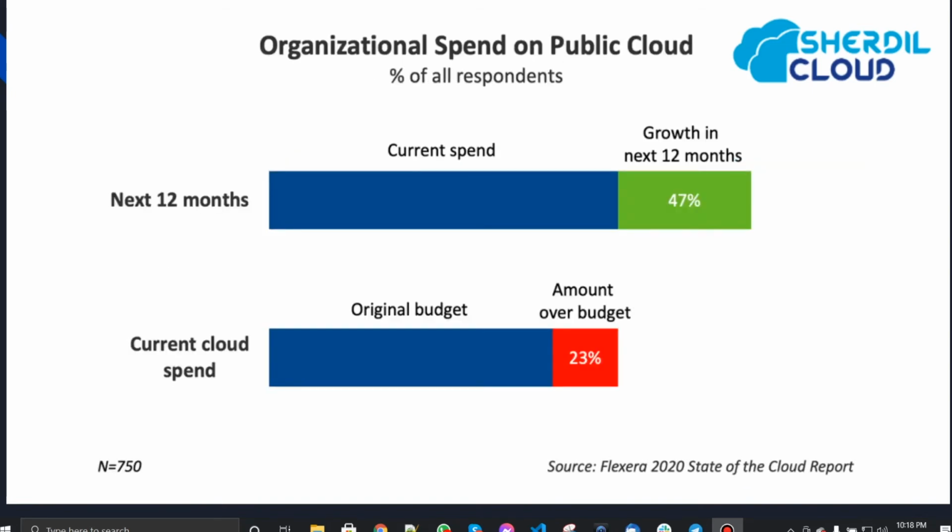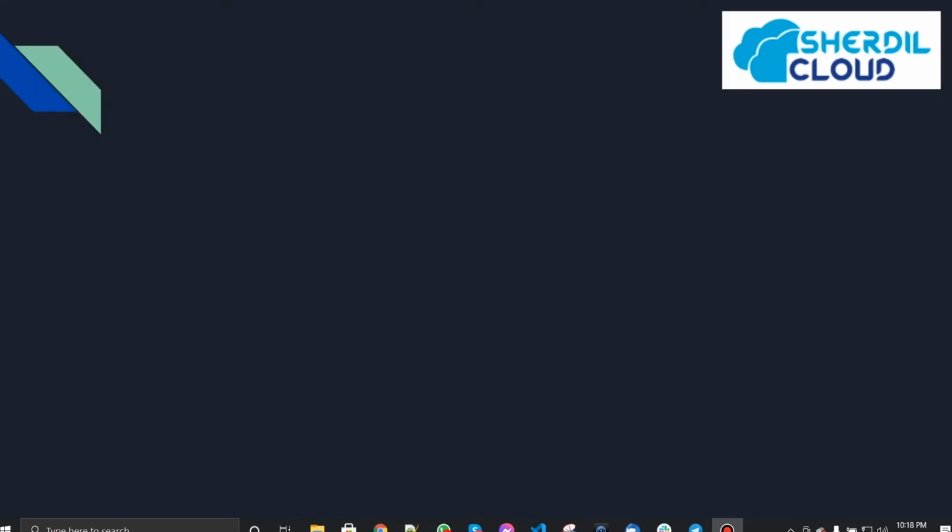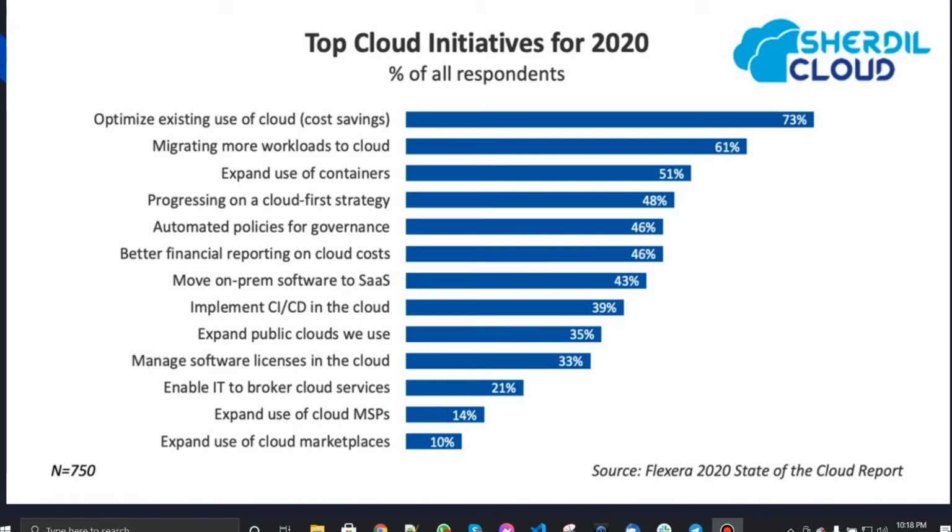Okay, organizational spend on the public cloud. In the next 12 months, the current spend is approximately 53%, while the growth in the next 12 months is 47%. Right? Okay, top cloud initiative for 2020: optimize existing use of cloud, cost saving. This is very important, because whether you have moved to the cloud or you have a plan to move to the cloud, if you don't do anything relevant to cost saving, definitely your cost will increase 2x, 3x, or sometimes 4x, right?